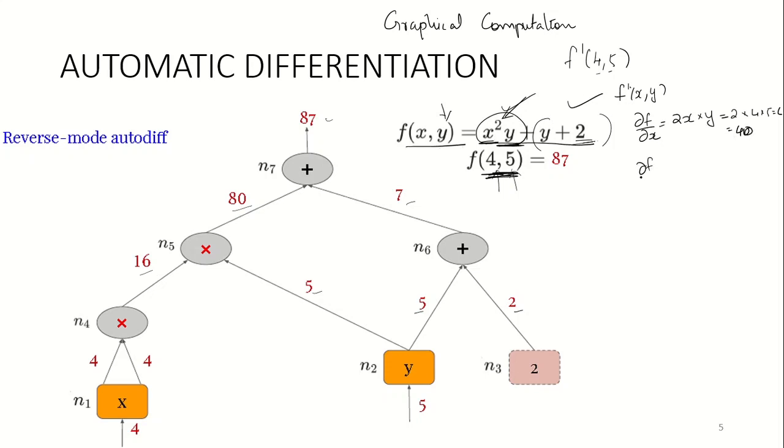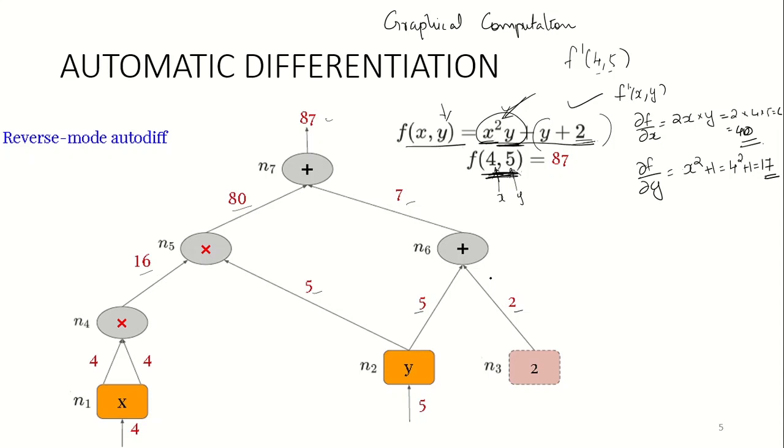Then what is ∂f/∂y? Keeping y as the variable and x as the constant, it will be x² plus 1. So 4² plus 1, that is 17. So 17 and 40 are the answers for the partial derivatives at x equal to 4 and y equal to 5.